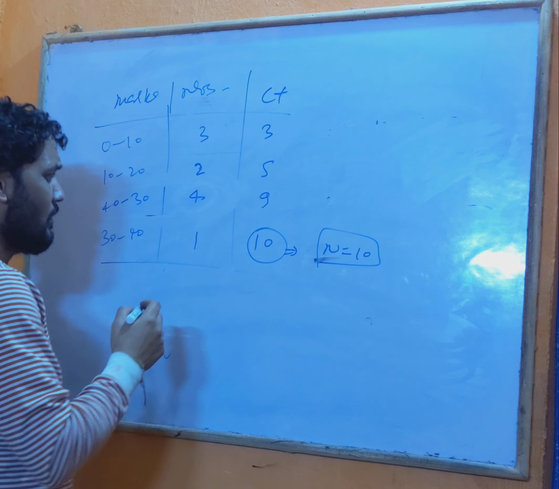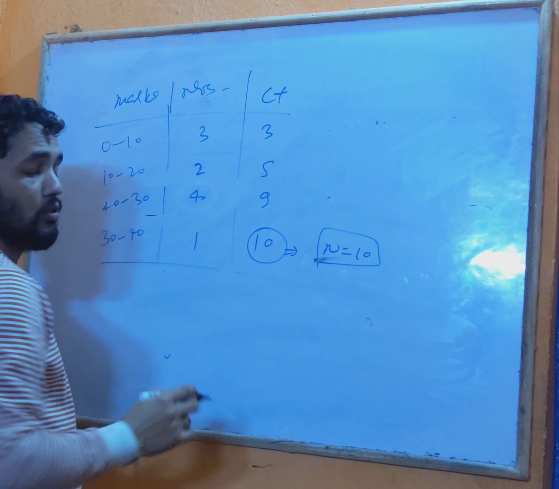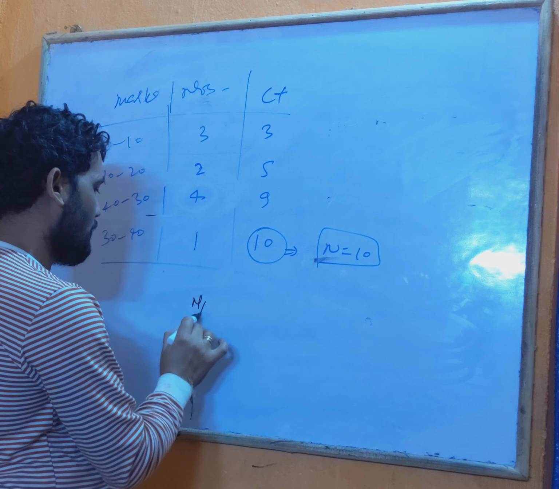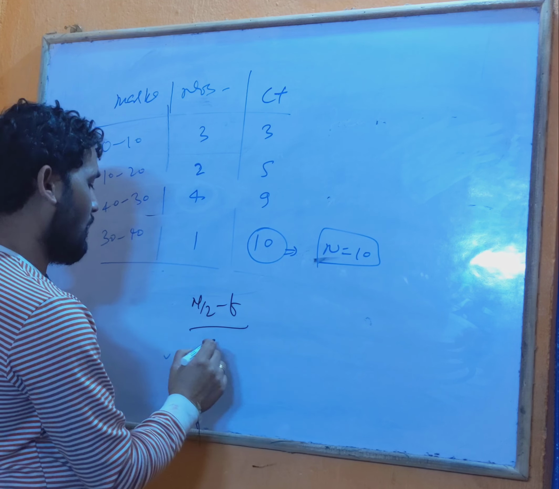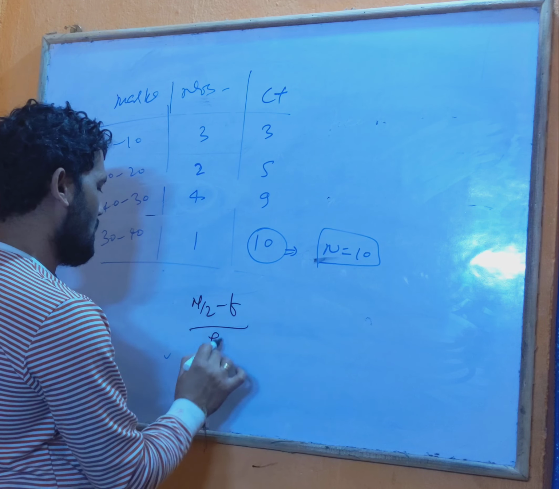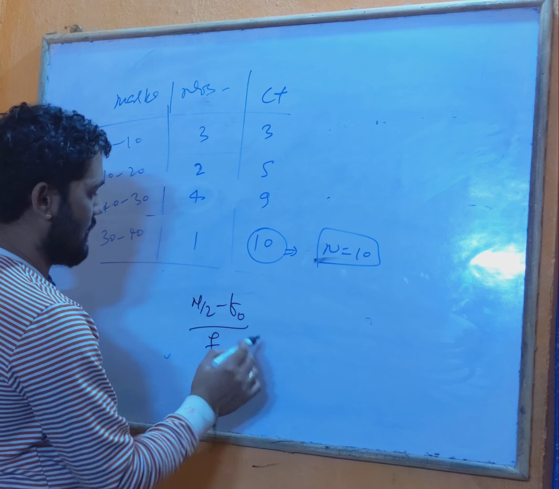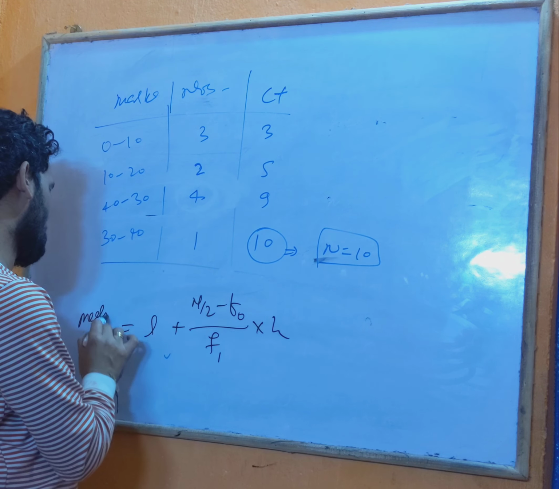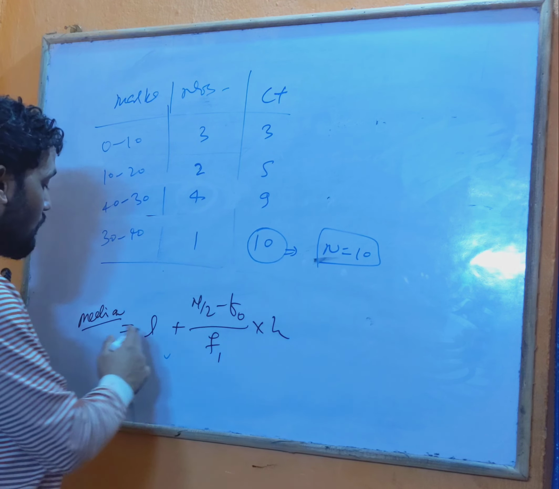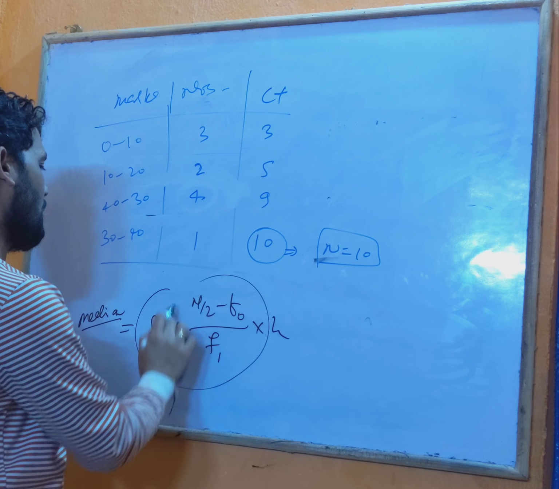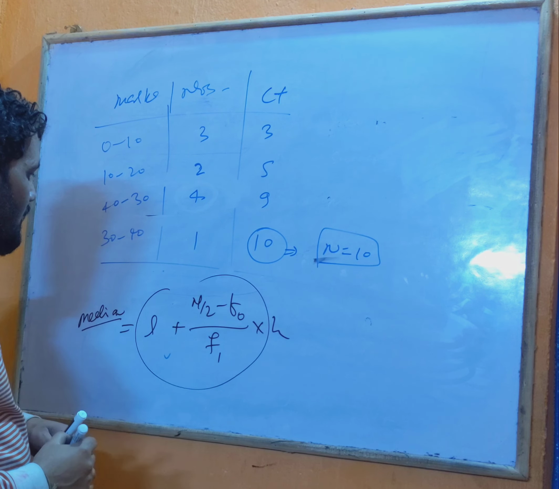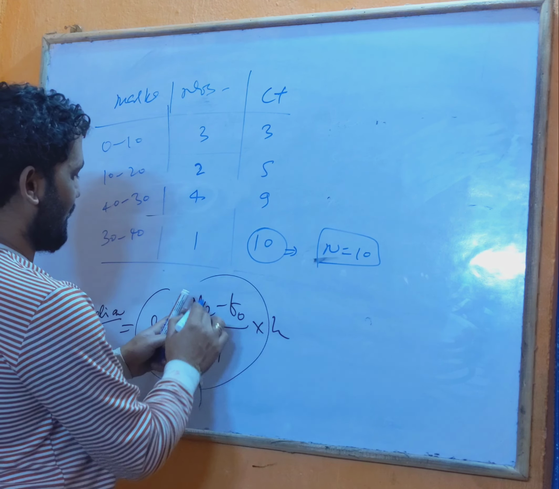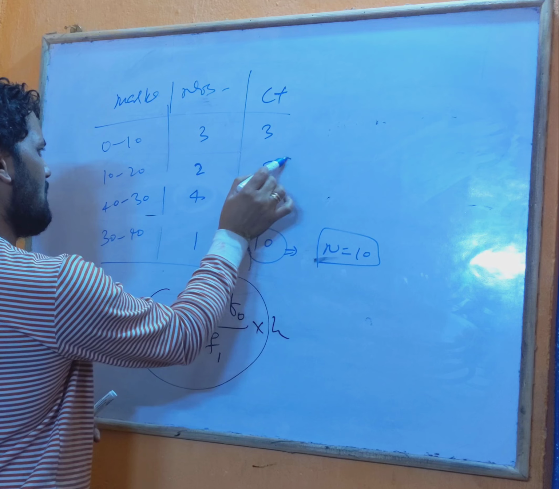What is the formula to calculate the median for a continuous distribution? Median is equal to L plus n by 2 minus preceding frequency upon model class frequency, f0, f1, multiplied by the height of the class. This is your formula to calculate the median. So here n by 2 means 5, exactly 5.